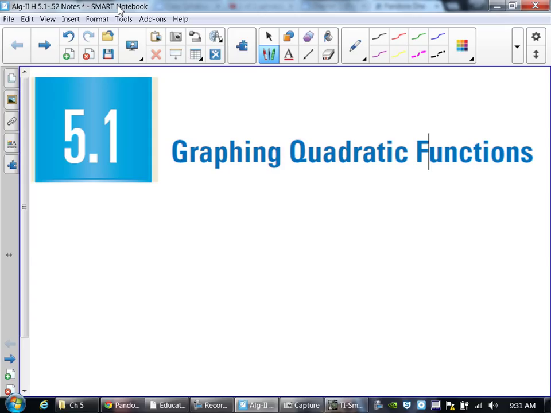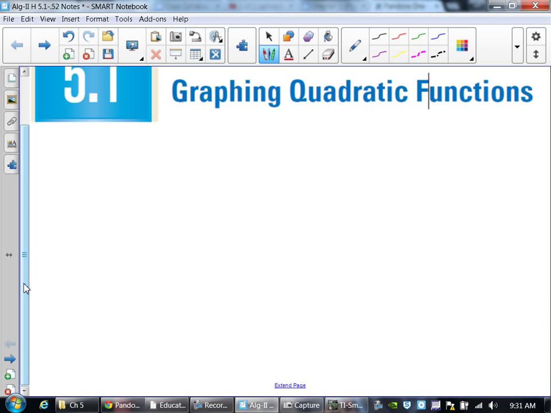I know that you guys have seen this. I know that you guys have worked with this before. You did this in Algebra 1, y equals ax squared plus bx plus c. I don't think so. You did. I don't remember that at all.